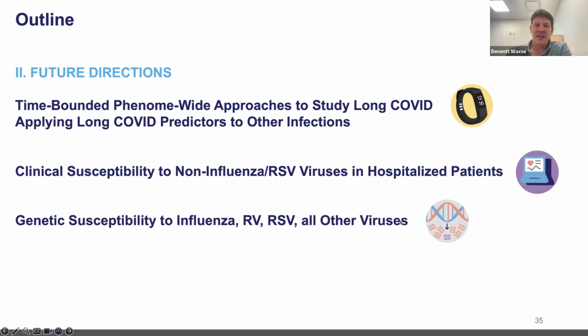The other two studies that we have planned are we're going to look at clinical and genetic susceptibility to other viruses. So we're going to do different combinations of influenza, rhinovirus, RSV, and others. And the power might ultimately not be big enough, but we might be able to do combinations, for instance, non-influenza viruses, to see if they have risk variants that are similar or different.